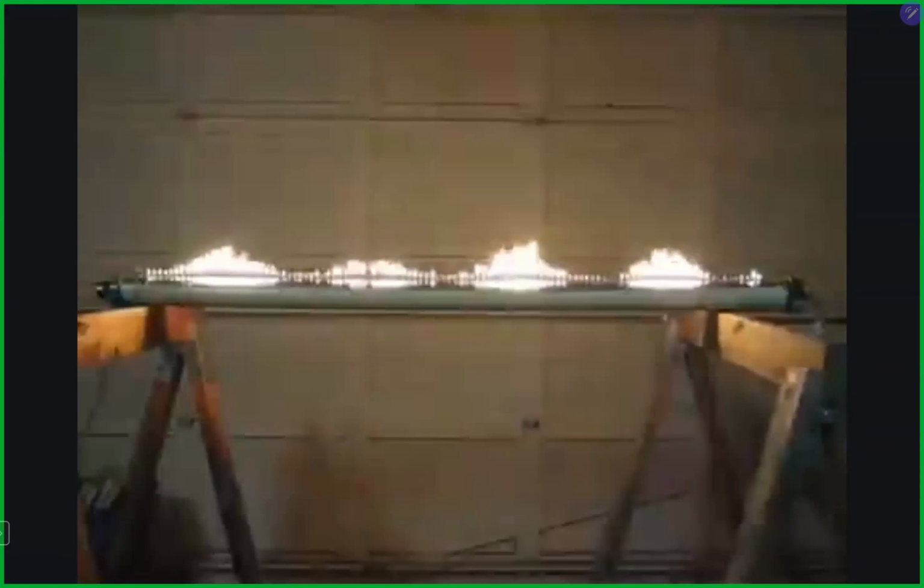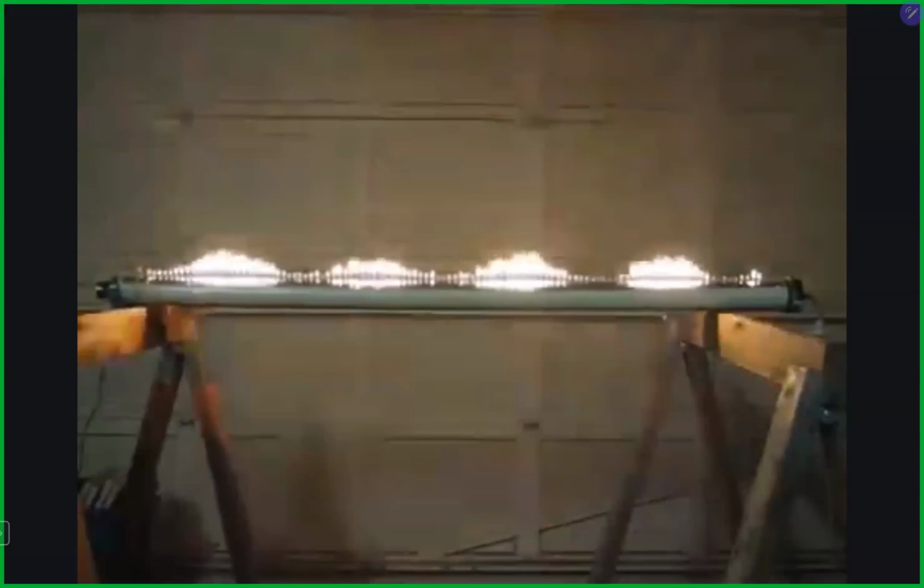So this is the fourth harmonic. That's your sixth harmonic. So you won't find this in the labs because it is too dangerous with the gas and everything.